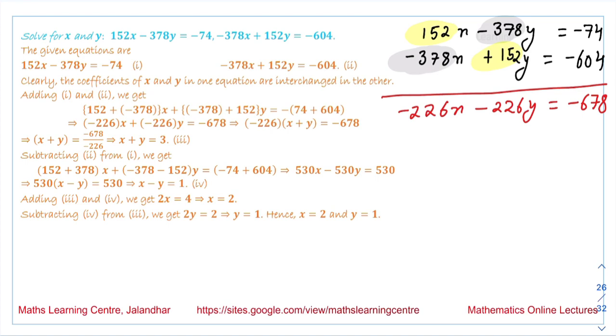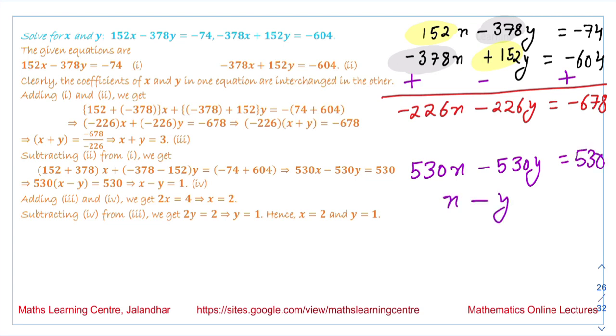On subtracting these two equations, when you subtract, this will become a plus sign, and this will become a plus sign. So these values will become 530x minus 530y is equal to 530. That is x minus y is equal to 1.